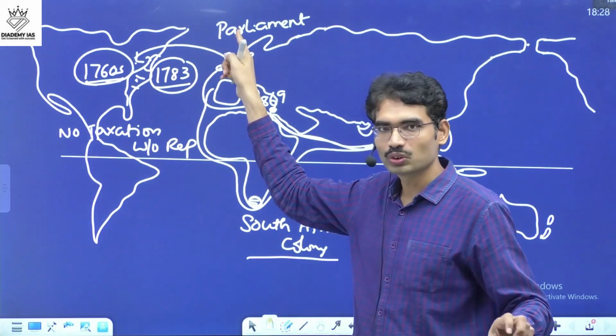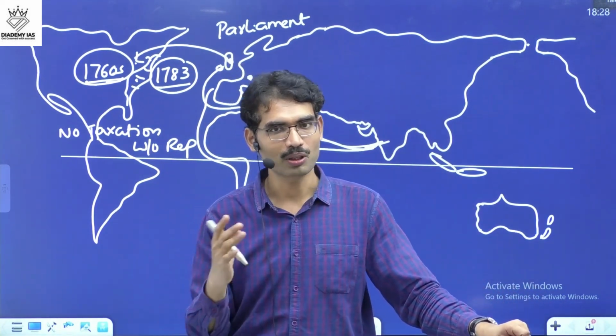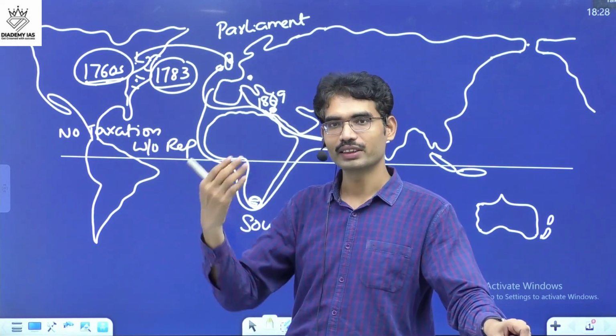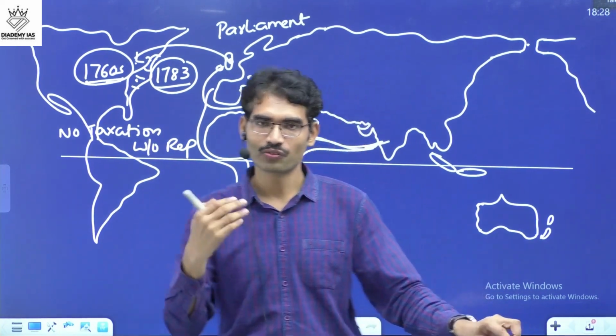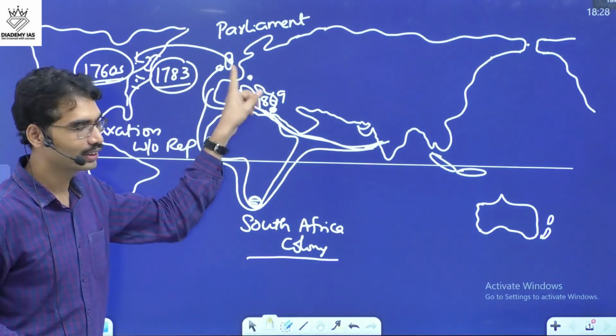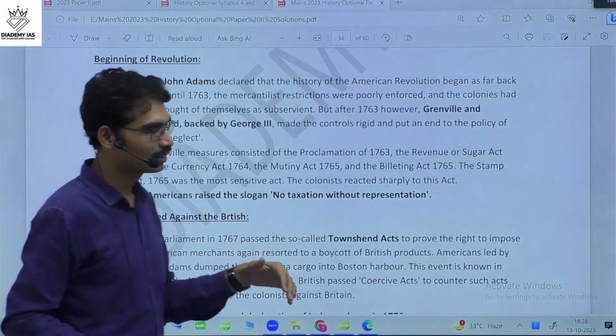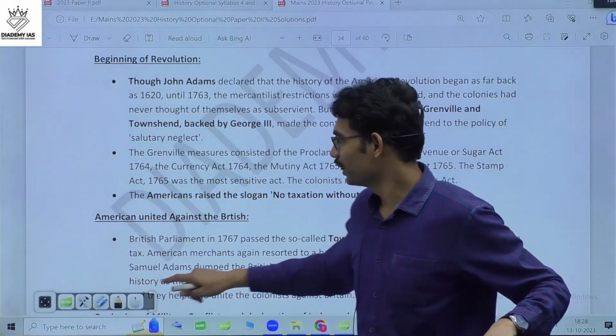And they went to the monarchy also to say this, but the monarchy did not respond properly. That is why they declared independence in 1776. From there onwards, they took up weapons and started fighting against the British. Finally, in 1783, they declared complete independence.